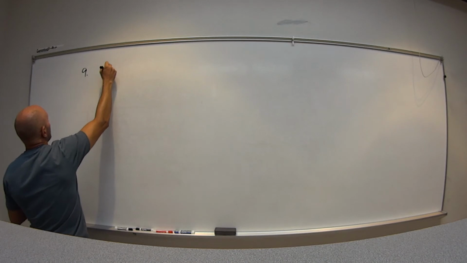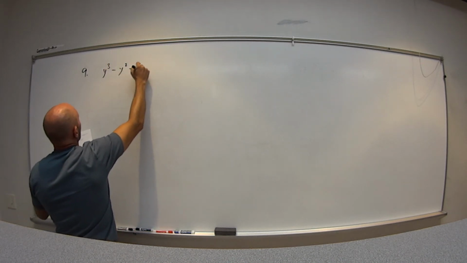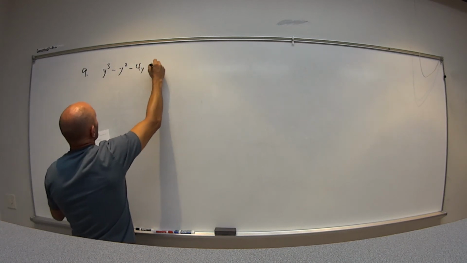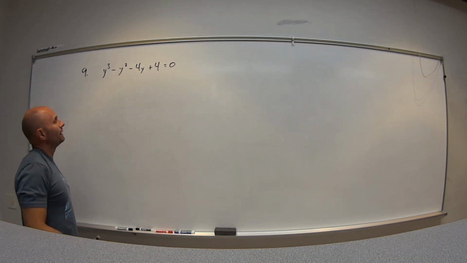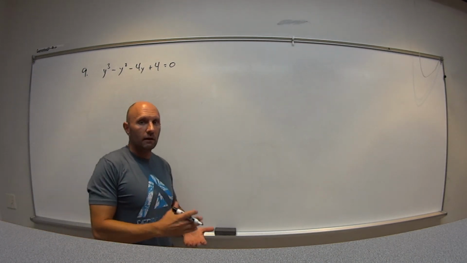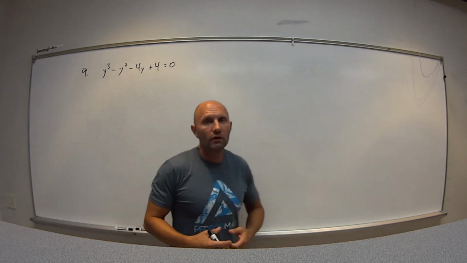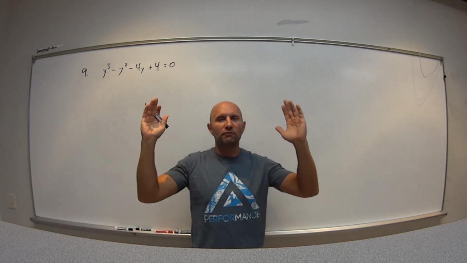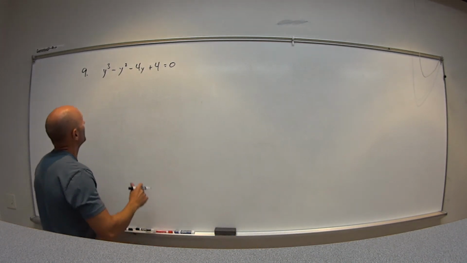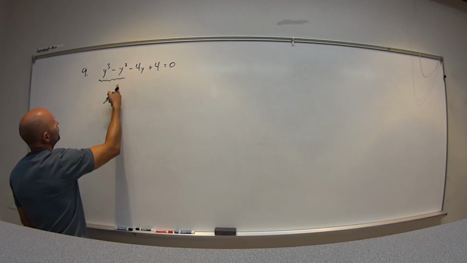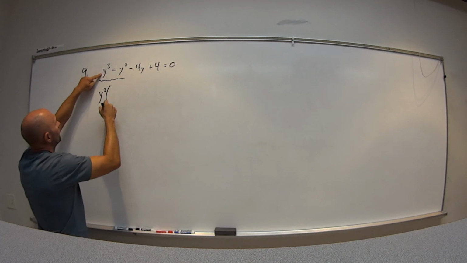This time we have y to the third minus y squared minus 4y plus 4 is equal to 0. So I need to factor this one in order to solve for y. Well, I have 4 terms, so that's my red flag to factor it how? Factor by grouping, or at least make that attempt. So with these first 2, what can I factor out? Only a y squared. When I do that, what am I left with?